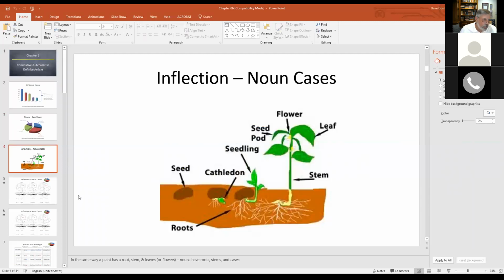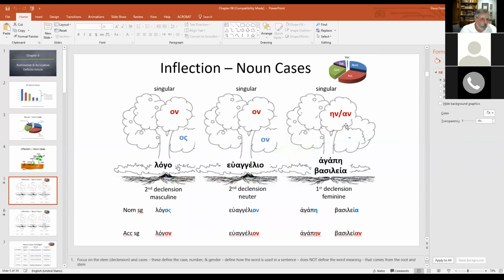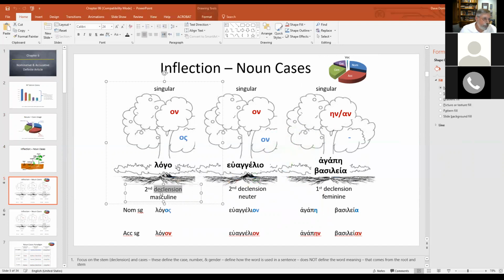leaves to it. And so when we go through, and I didn't mean to have all these up here at one time, I meant to change that. When we go through the noun cases, the first declension is nothing more than a pattern. So there's a pattern for singular masculine nouns called second declension. And that pattern has each word has a root, it has a stem, and it has the leaves or cases.